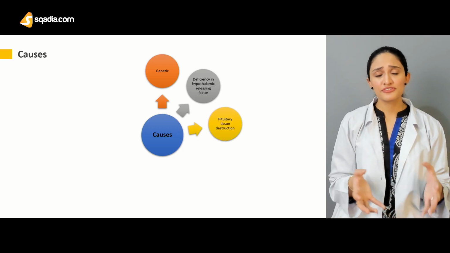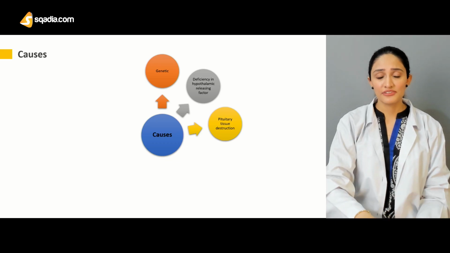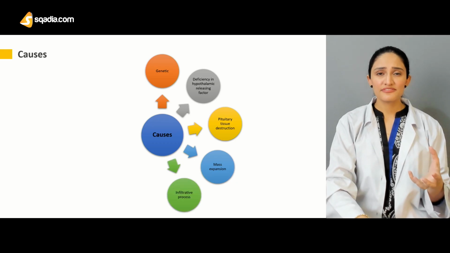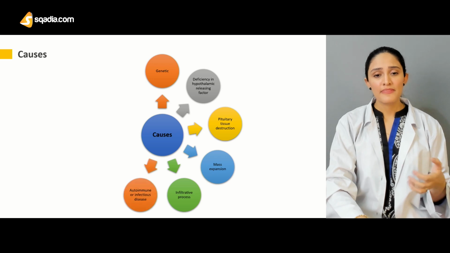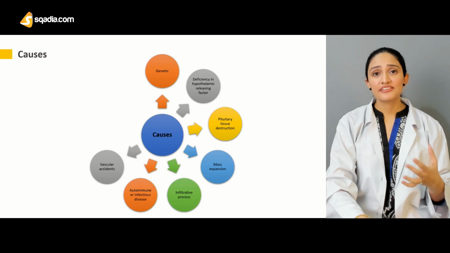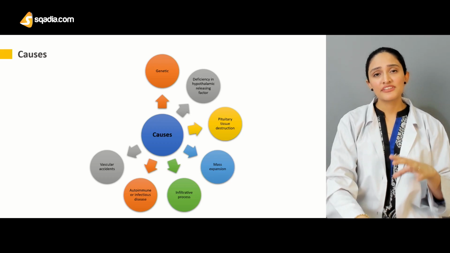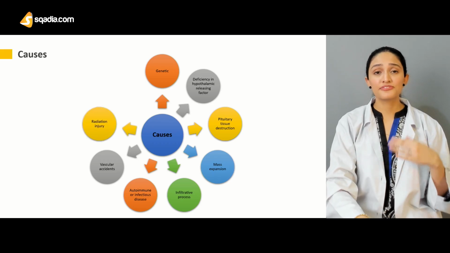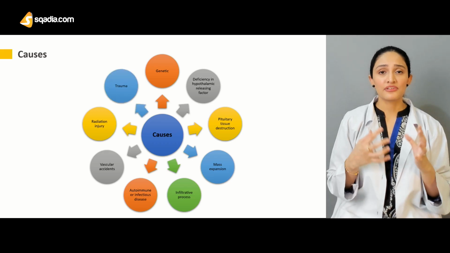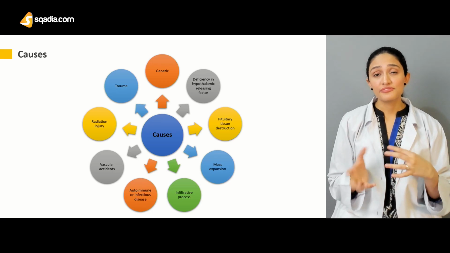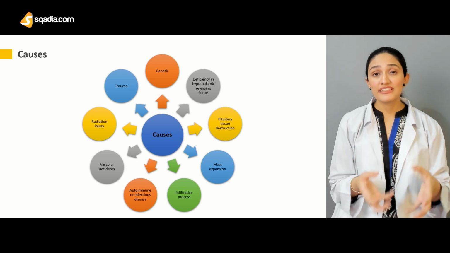Pituitary tissue destruction. This is usually secondary to a list of things, one being mass expansion. Second being an infiltrative process. It could be because of any sort of infiltration, any autoimmune or infectious diseases. We've got a list of autoimmune diseases. And then we have any sort of vascular accidents. It could be because of any aneurysm, in particular the carotid aneurysm. And then any sort of radiation injury, and lastly any sort of trauma. A trauma could also be one of the reasons why there is the loss of functioning of the pituitary gland and the release of hormones.